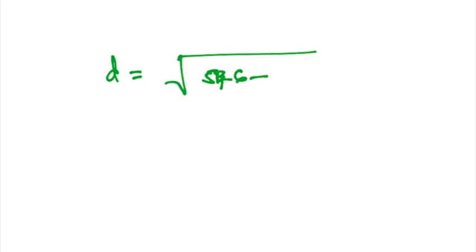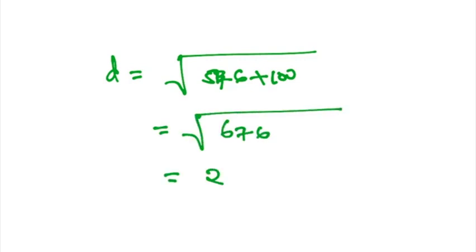So d here is the square root of 576 plus 100. This will give you 676. The square root of that is 26. Now we have found the length of the segment PQ.